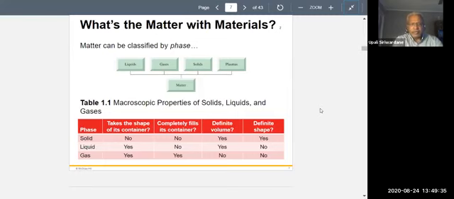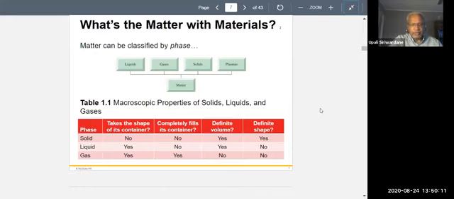On the macroscopic scale, there are certain properties that are characteristic to solid, liquid, and gases. The solid has a definite shape. Solid doesn't take up the shape of the container. Also, solid has definite volume. So read the table here.